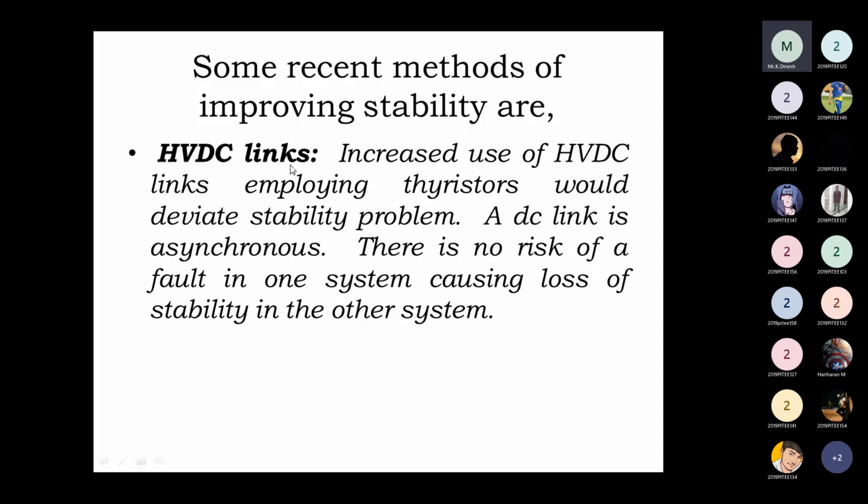Your generation should be AC and distribution is also AC, but in the middle you have your HVDC lines. So what happens? If I use an HVDC link incorporating thyristors, it will alleviate your stability problem, because the number of conductors is less here, the quantity of conductor is also less, and it is economical, and it is asynchronous. There is no risk of fault in the system.